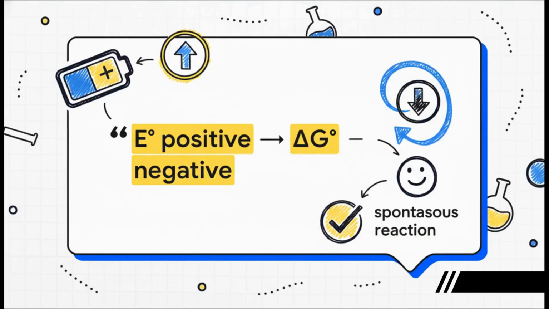And that brings us to this incredibly useful rule of thumb. Because of that little negative sign in the formula, a positive standard cell potential will always give you a negative Gibbs free energy. And what does a negative delta G mean? It means the reaction is spontaneous. It'll go all by itself. What a great shortcut, right?